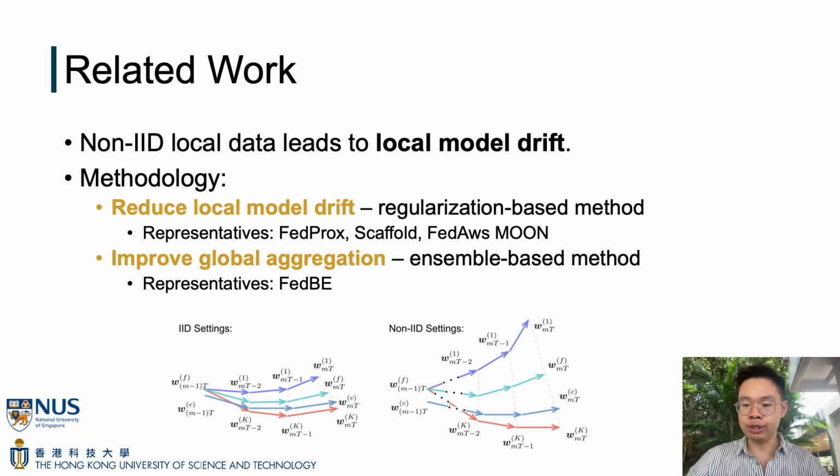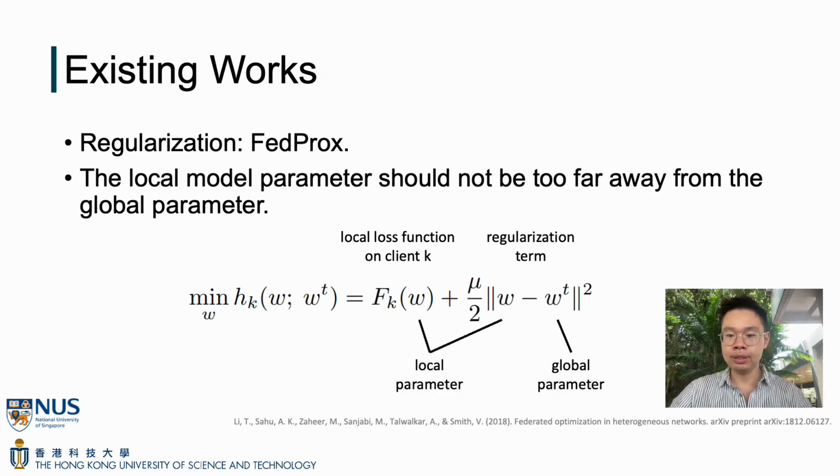Next, I'll briefly introduce two typical existing methods. Let's first take a look at FedProx, a type of regularization-based method. Compared to the vanilla FedAvg, FedProx has an additional regularization term, aiming to prevent the local model from drifting away from the global model. But such regularization sometimes leads to biases, depending on the particular design of the additional loss.